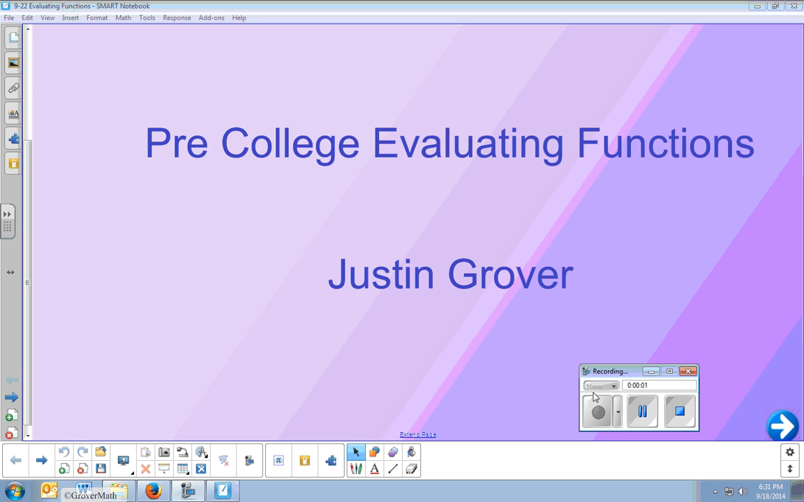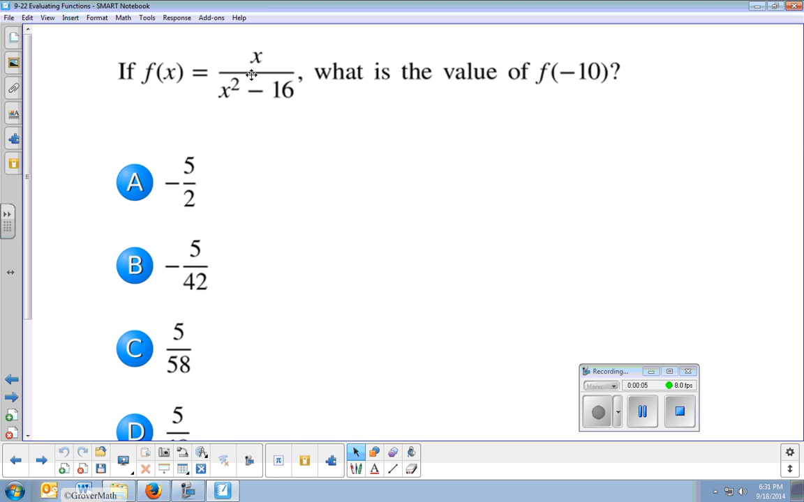Algebra 2 trig pre-college, evaluating functions. If f of x equals x over x squared minus 16, what is the value of f of negative 10? A good way to think about functions is this notation of f.